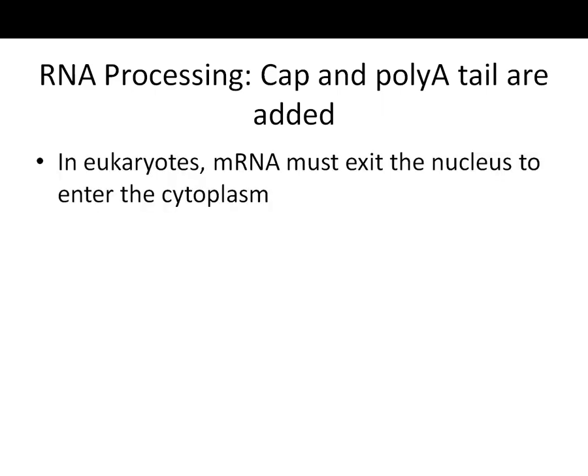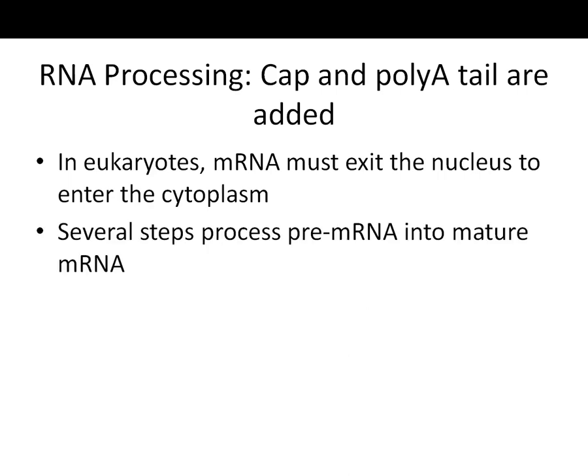Like I said, in eukaryotes, in human cells and plant cells and animal cells, mRNA must first exit the nucleus and then go to the cytoplasm. This is because transcription takes place in the nucleus and translation takes place in the cytoplasm. Recall that the nucleus has an envelope and our genome is being stored in the nucleus, and so all mRNAs get transcribed in the nucleus, and then mRNA exits and goes to the cytoplasm.